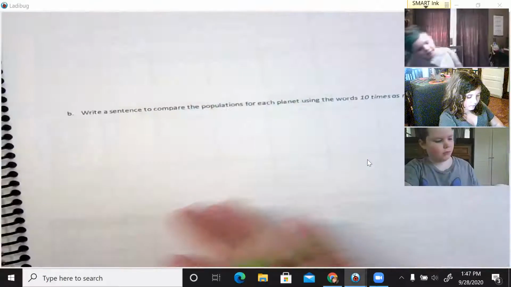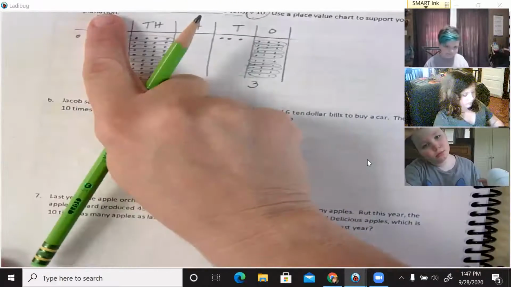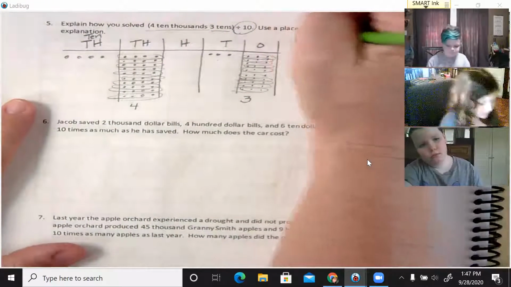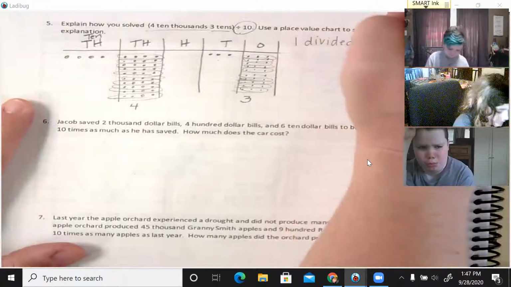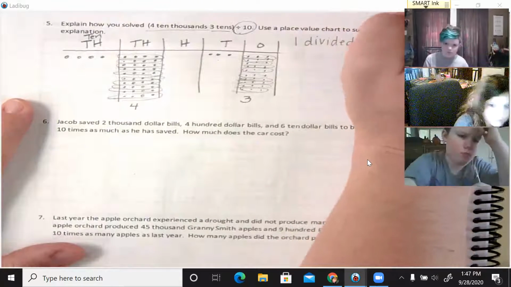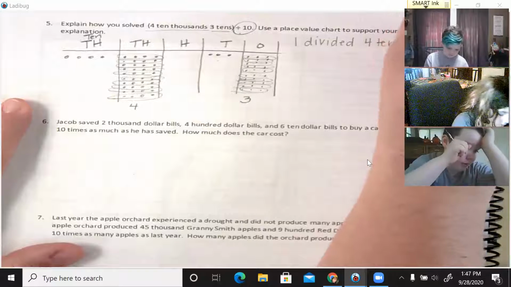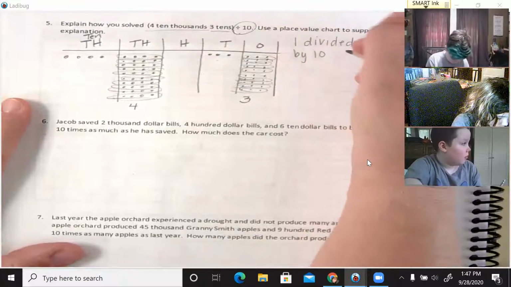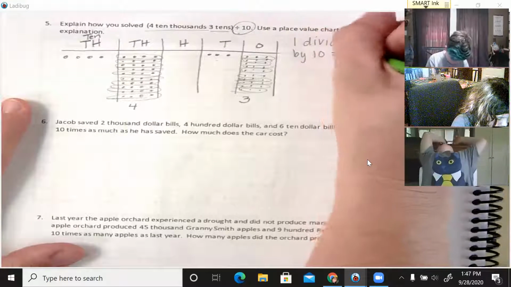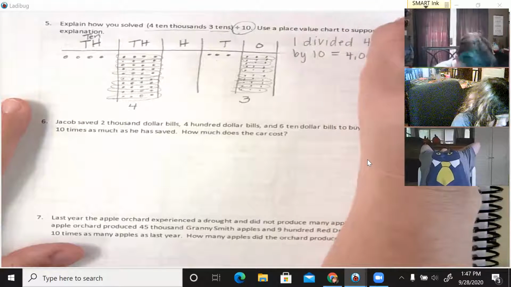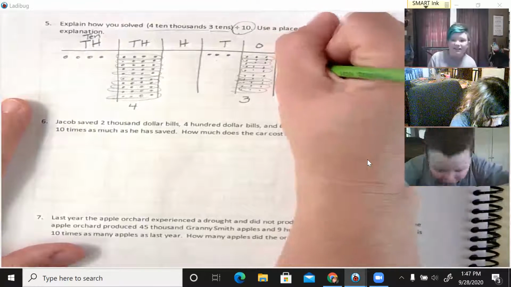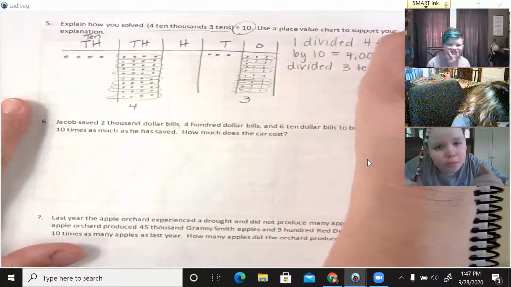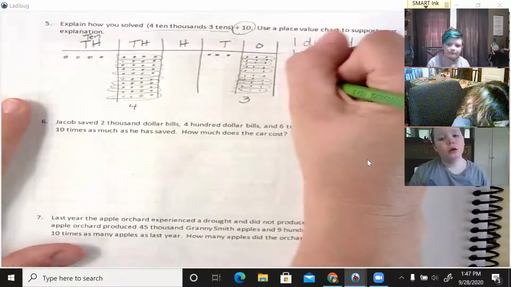So now we're not finished with number 5 yet because it does say explain. So we're going to write what we did. And what we did was I divided 4 10,000s by 10, and that equaled 4,000. Then I divided 3 10s by 10, and that gave me 3.